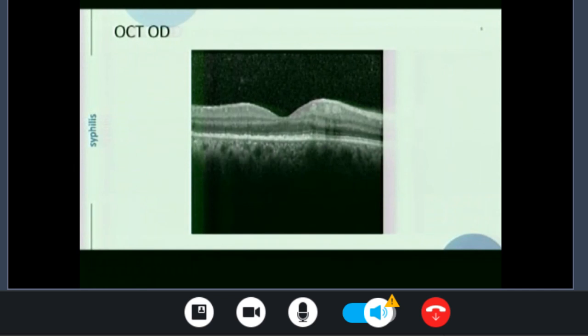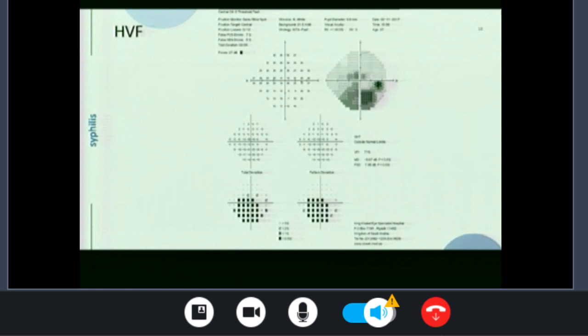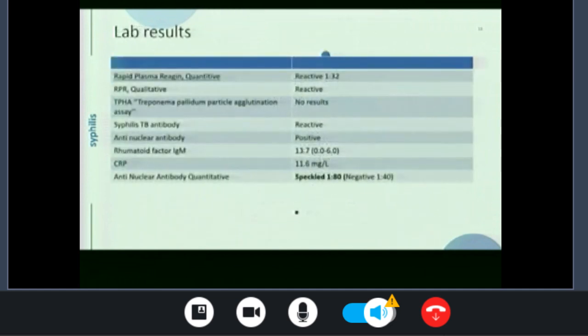We also did OCT for this patient, and we saw RPE changes, or RPE pigmentation, but there is no edema or detachment. We did a visual field. It shows an inferior visual field defect, which corresponds to the same area of retinitis. And upon the etiologic workup, the patient turned out to be positive for syphilis, as you see in the lab workup. The RPR is positive or reactive, and the syphilis antibody is positive.